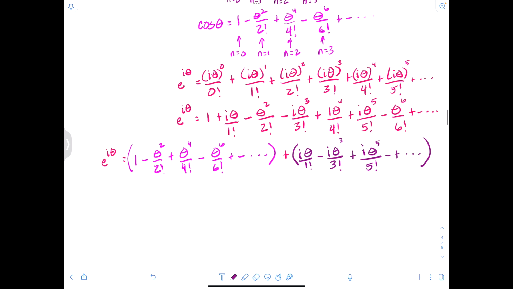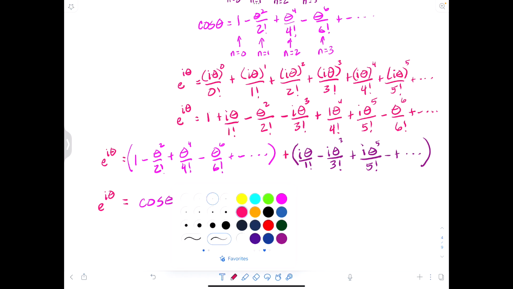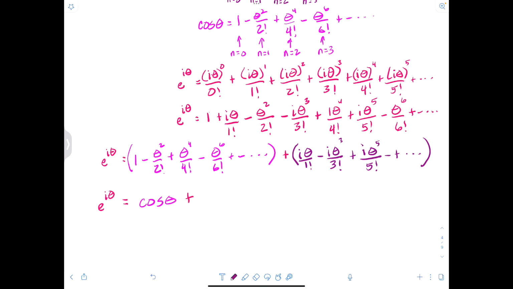And when I put them together, it's beautiful because e to the i theta is going to equal cosine theta, which is the purple. When you add to that, factoring out the i, you would get i sine theta because the i is not part of the summation. So it can be factored out. Isn't that awesome? Anyway, so that is Euler's formula, which is amazing.